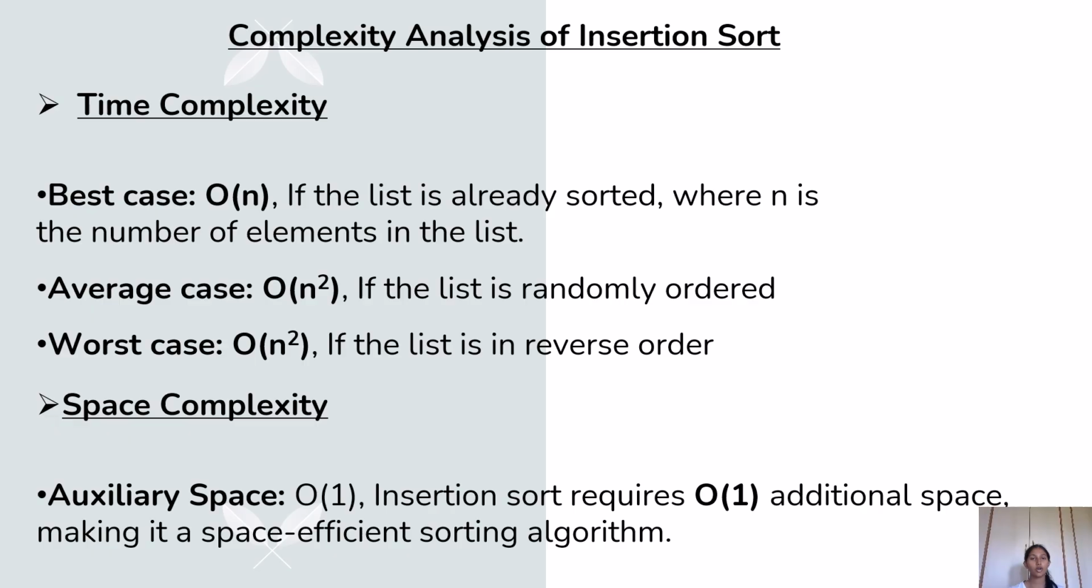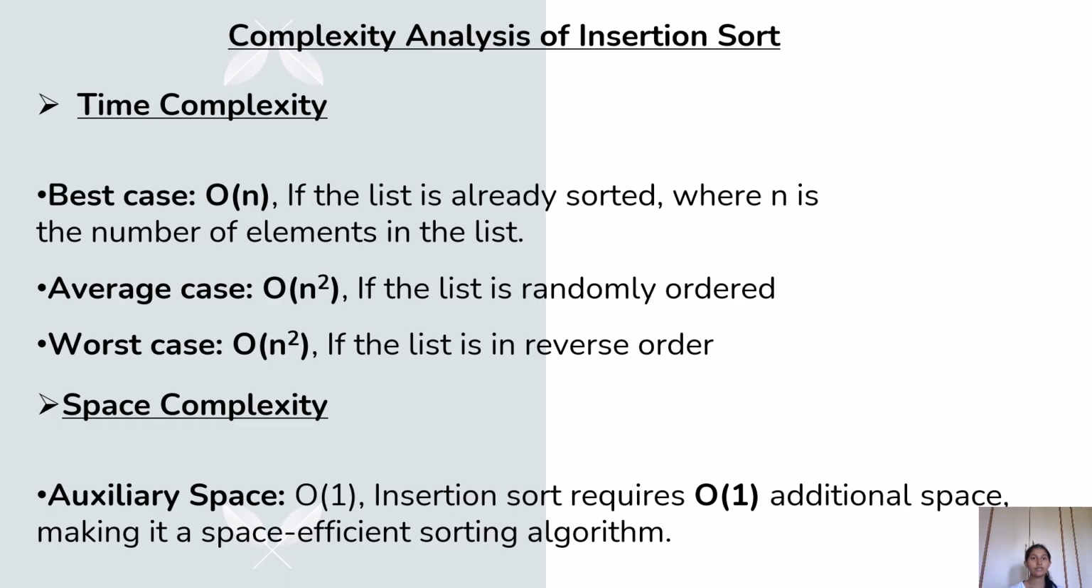So the final sorted array is 1, 2, 5, 10 and 23. Next we come to the complexity analysis of insertion sort. In this there are two complexities, time complexity and space complexity. So let's see the time complexities. In this we have three cases: best case, average case, and worst case.